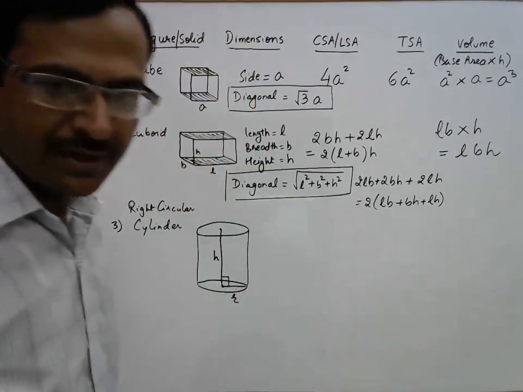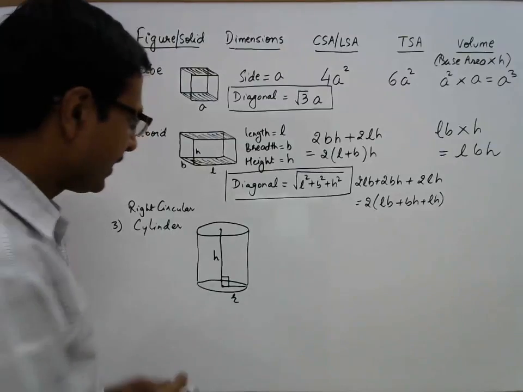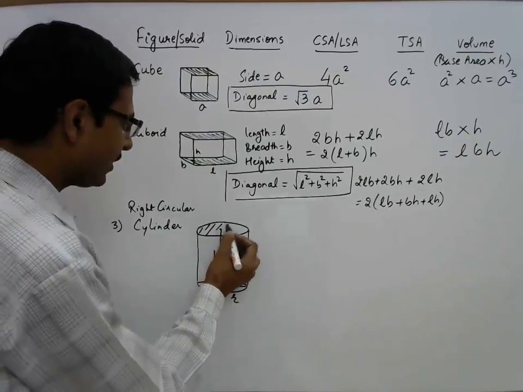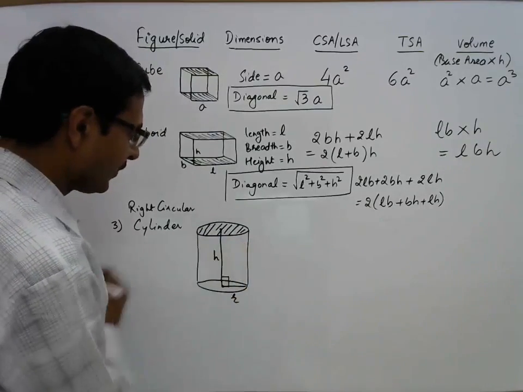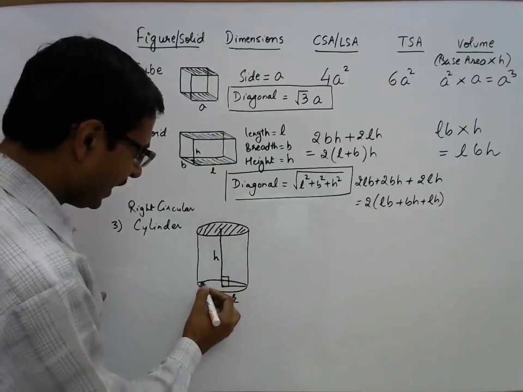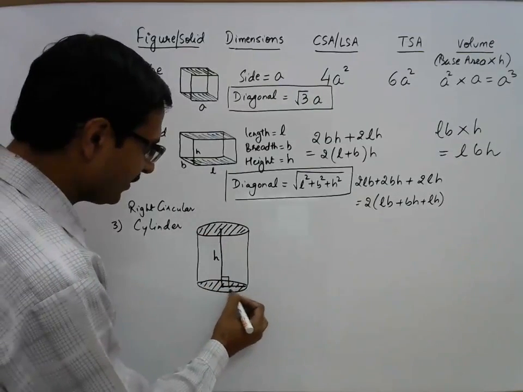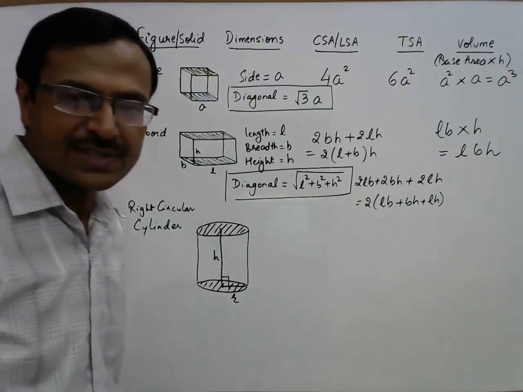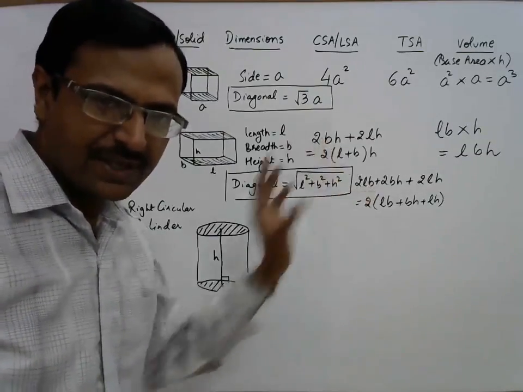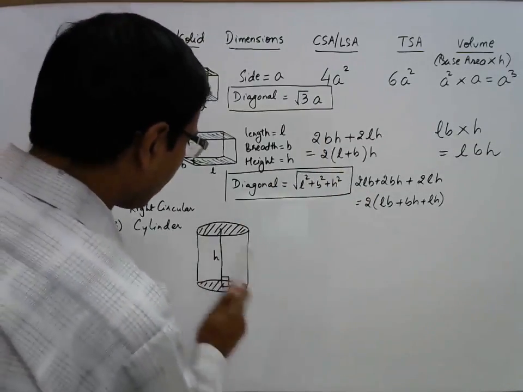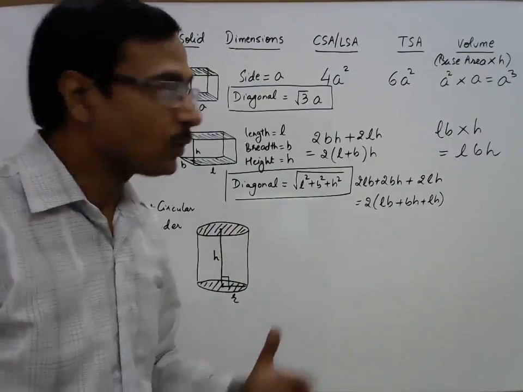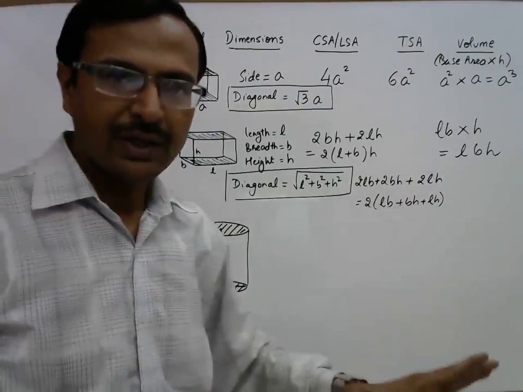Okay, so this is the figure of the right circular cylinder. I am again shading the top face, that is the flat surface, and the bottom face, that is again a flat surface. These two faces will not be included in curved surface area. Curved surface area is only all around. The top and bottom are included in total surface area, not in curved surface area.